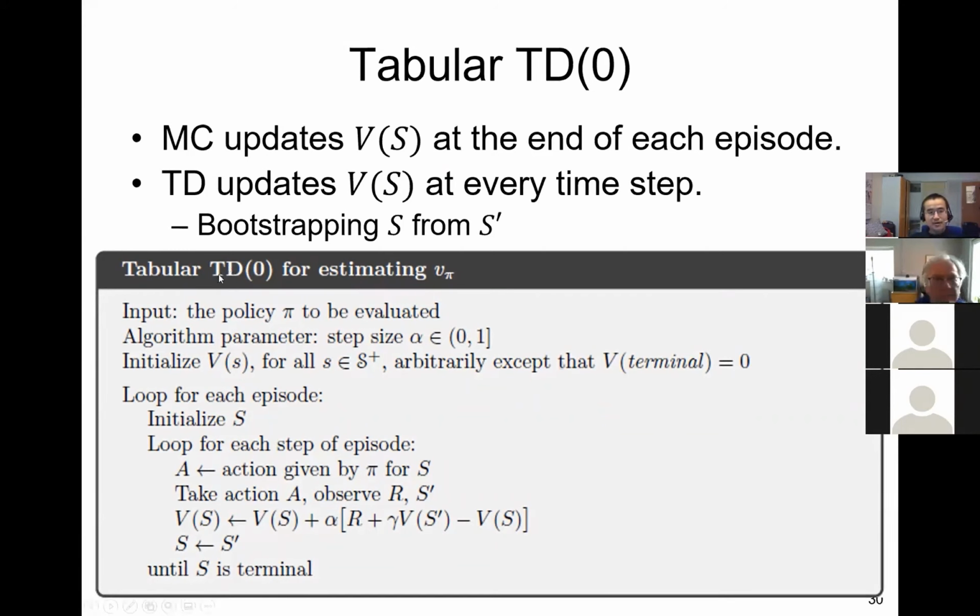Comparing it to Monte Carlo, which we saw before, Monte Carlo updates the value at the end of each episode, working backwards from the terminal state up to the starting state. TD updates a value at every time step. This is called bootstrapping: from S prime to S. You're estimating V(S prime) and then using the estimated value of V(S prime) to update V(S).